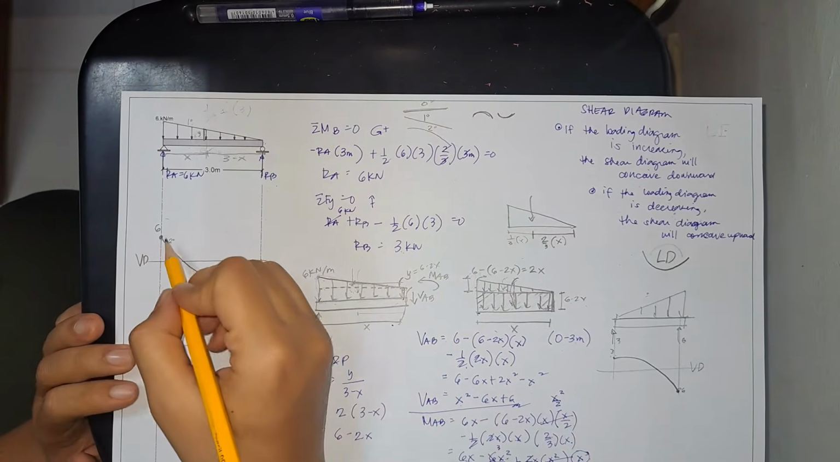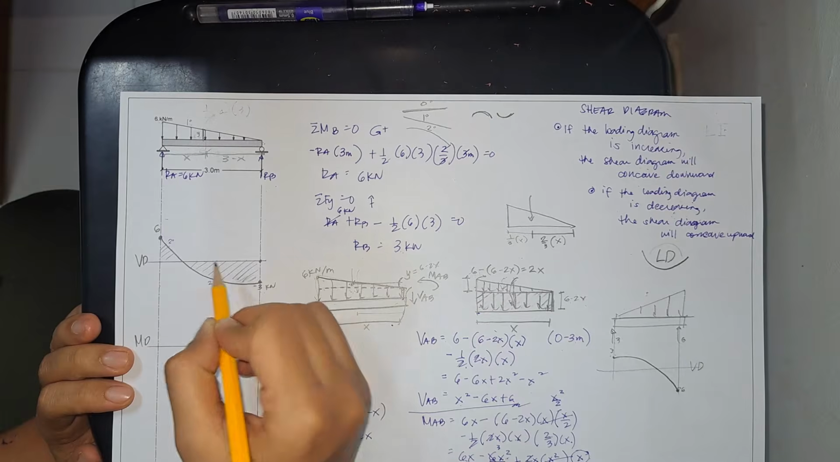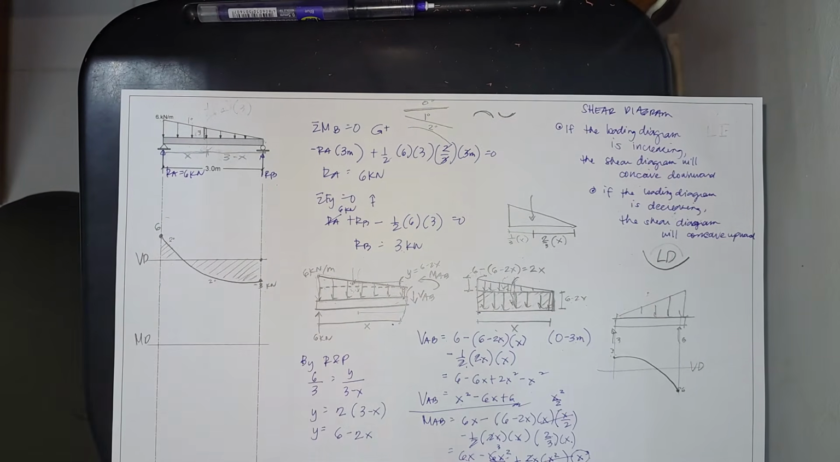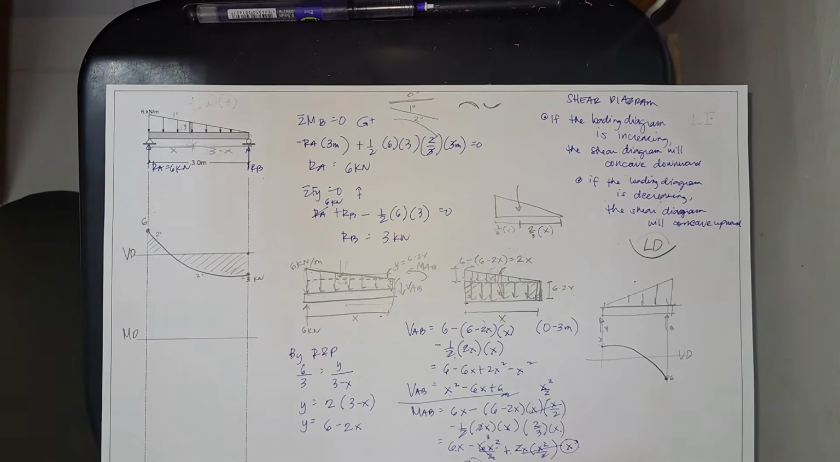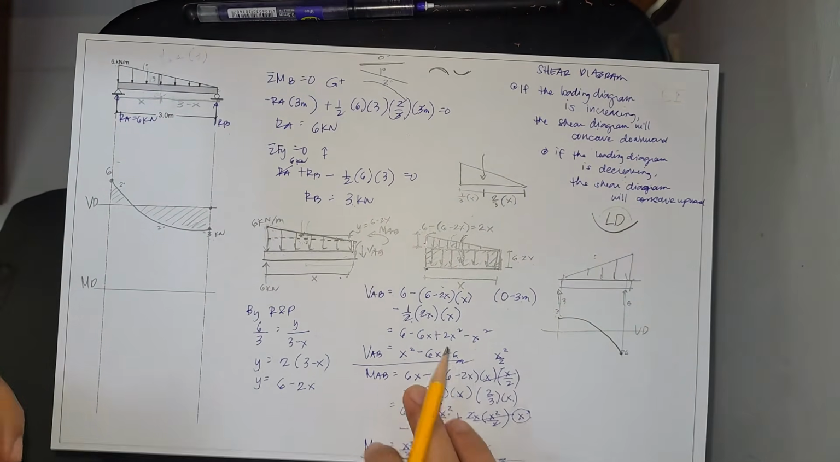Next. Since alam na po natin yung para sa shear diagram, proceed naman tayo sa moment diagram. So, identify muna natin yung points here. So, at point AB.